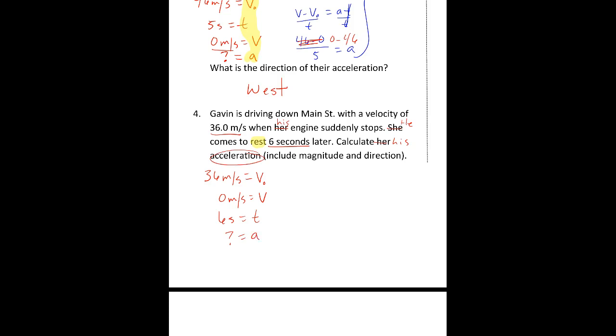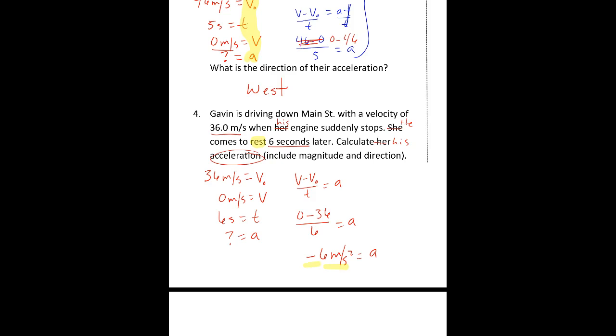Same variables I used in the previous equation, so I'm going to use the same equation, and since they asked for acceleration, I'm going to go ahead and use the rearrangement that I derived up here. So V minus V naught over T equals A. V was 0 again, and V naught was 36. We're going to divide that by our time, and so I get a negative 6 meters per second squared equal to my acceleration. So my magnitude is the actual number, and then the direction is the negative sign.